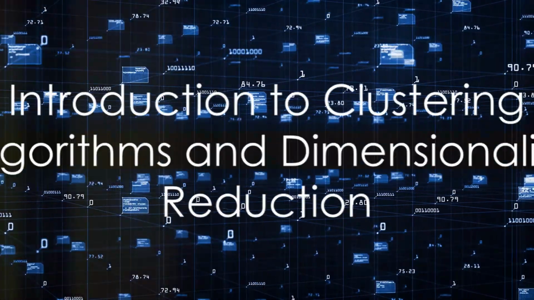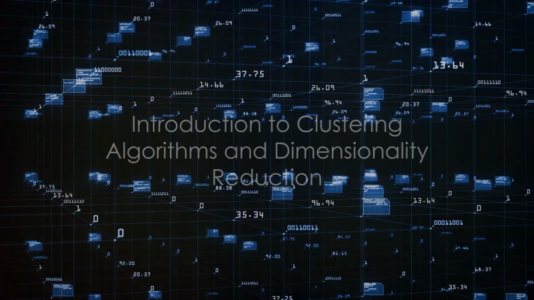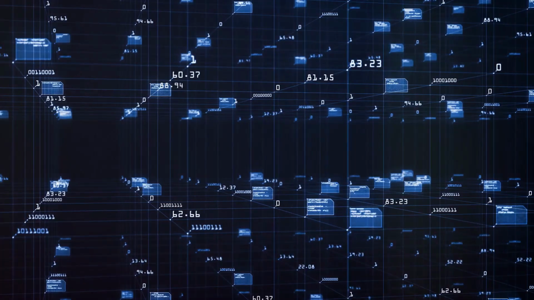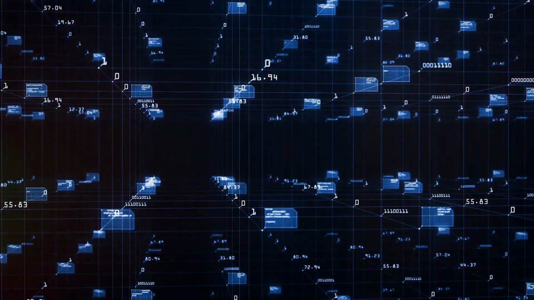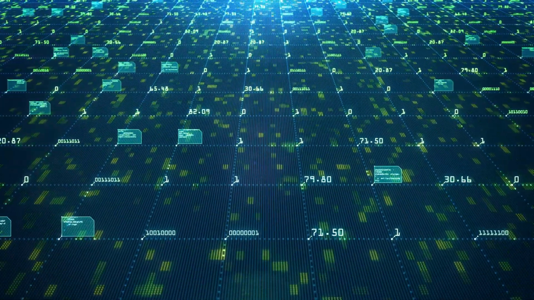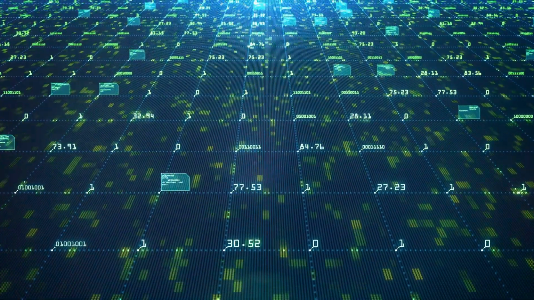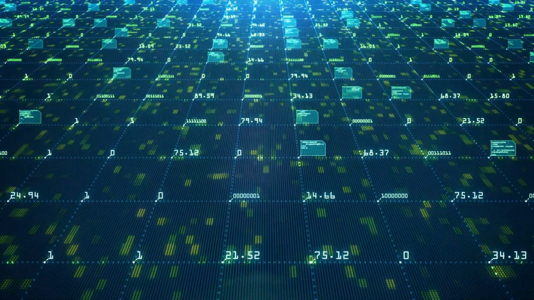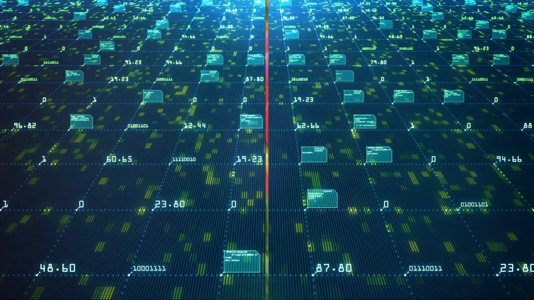Have you ever pondered the inner workings of clustering algorithms, or how dimensionality reduction techniques simplify complex data? Today, we dive deep into these two fascinating concepts that have revolutionized the way we handle and interpret data.